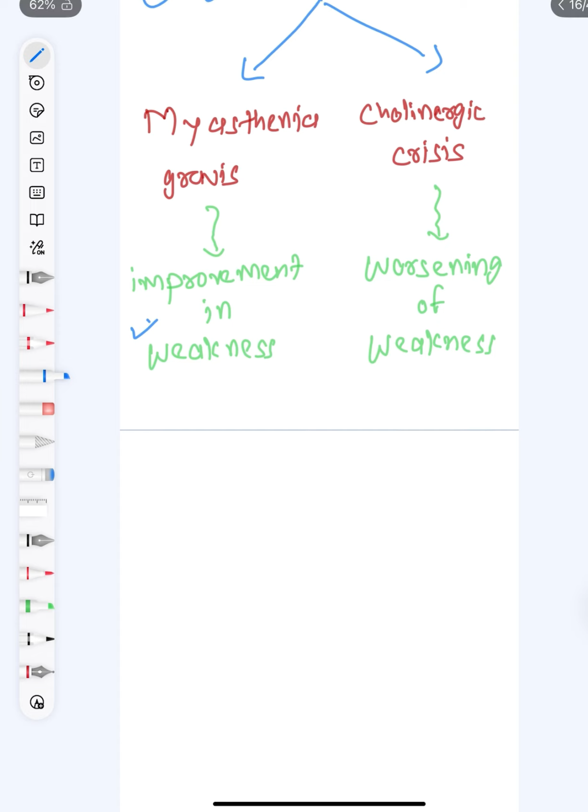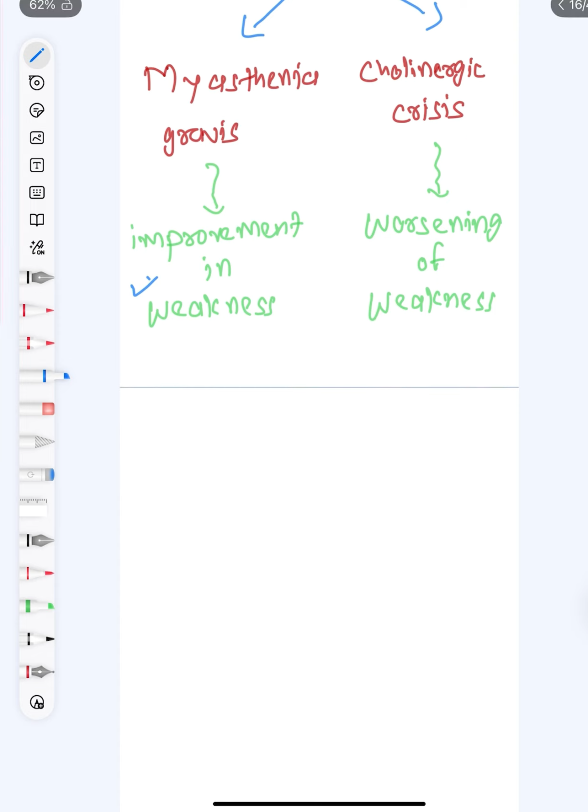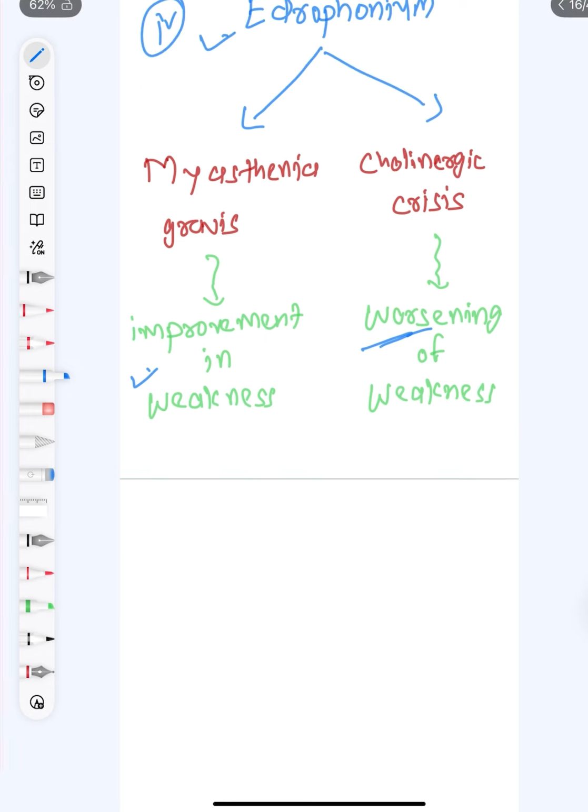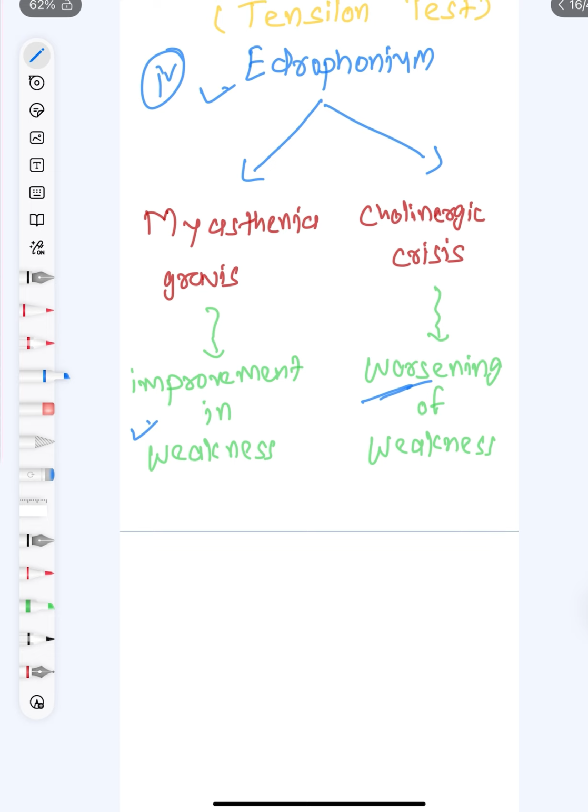Now what happens in cholinergic crisis? There is an excessive acetylcholine level, so the patient's symptoms become worse and muscle weakness can increase. So the basic concept is very simple here: in Myasthenia Gravis there is improvement in weakness, and in cholinergic crisis, when we give Edrophonium, there is worsening of the weakness.